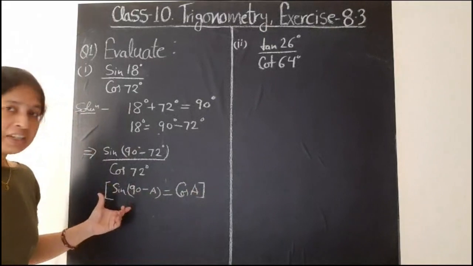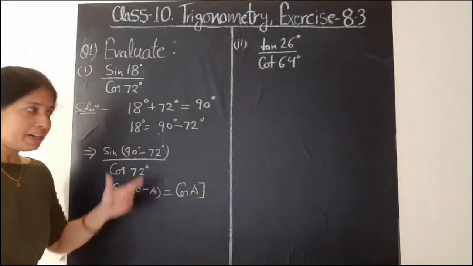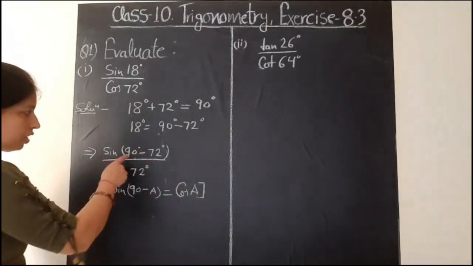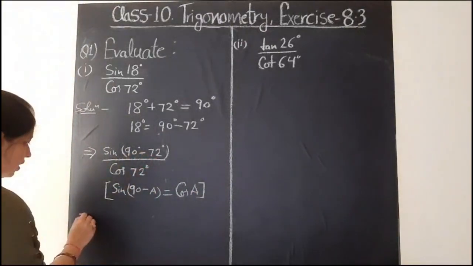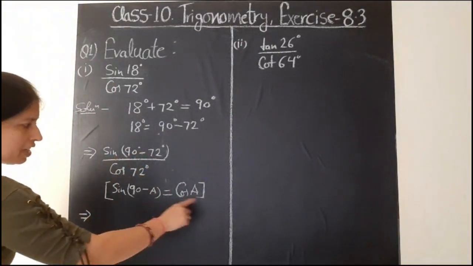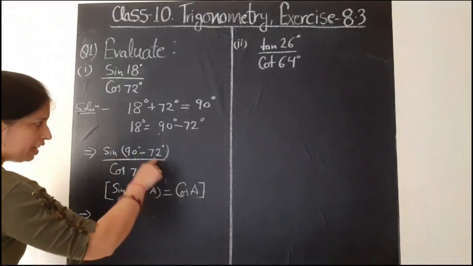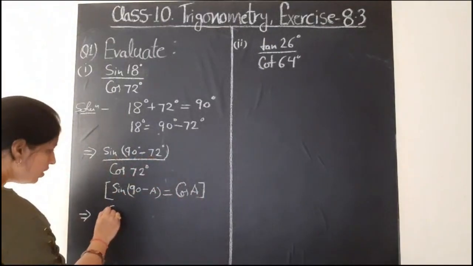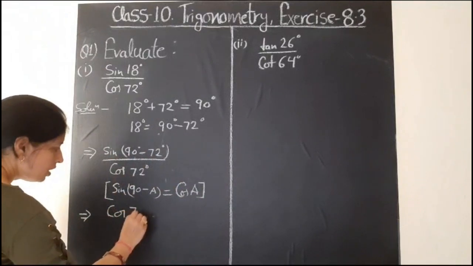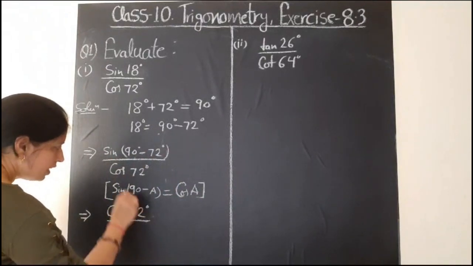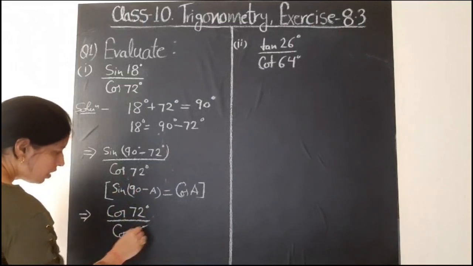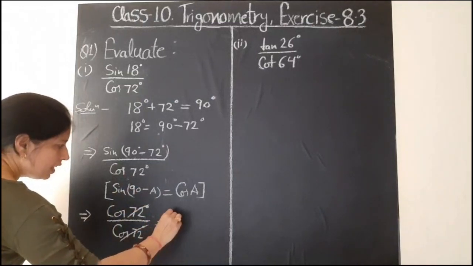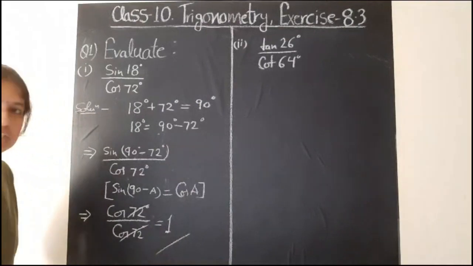Use this trigonometric ratios of complementary angle here. So here a is equal to 72 degree. So it will come, it is cos a. So in place of a you will write 72 degree. So it becomes cos 72 degree, which is divided by cos 72 degree. So it will cut and you will get answer 1. So 1 is your answer.